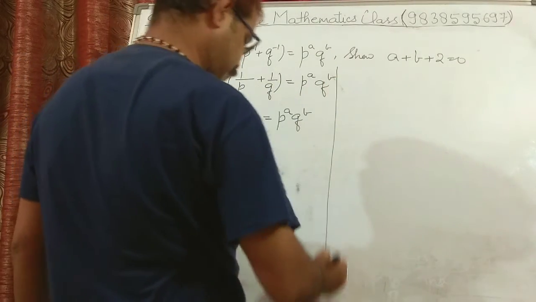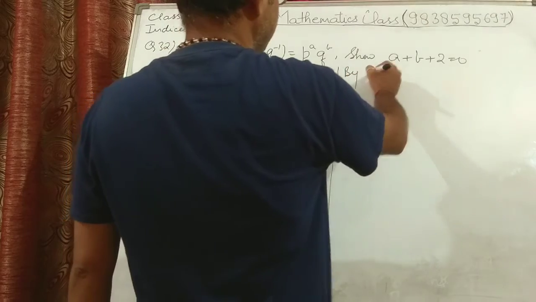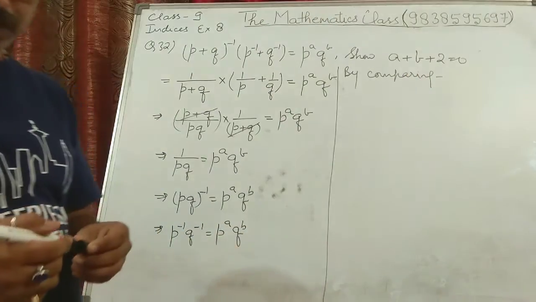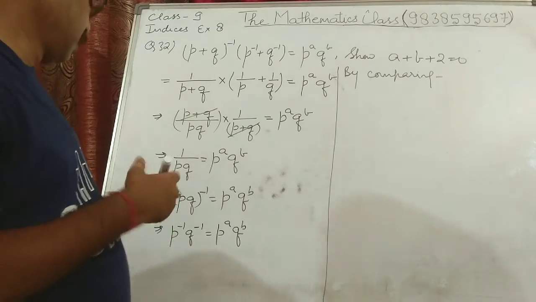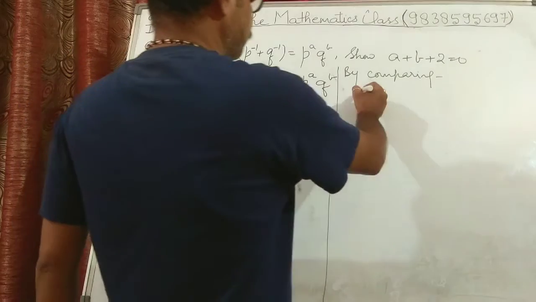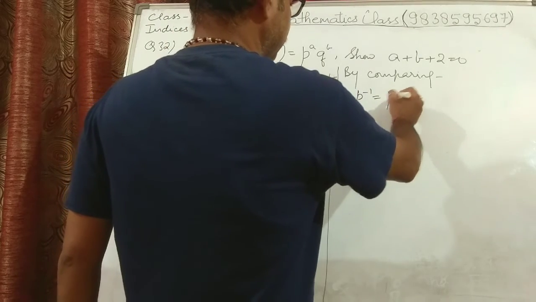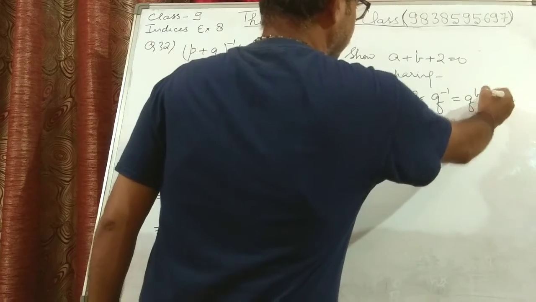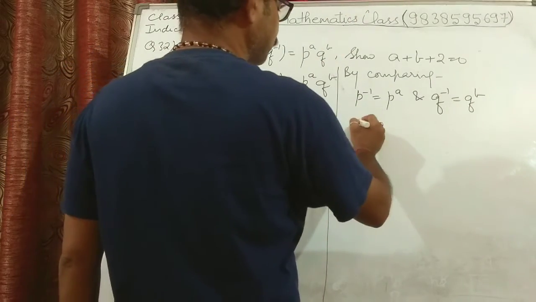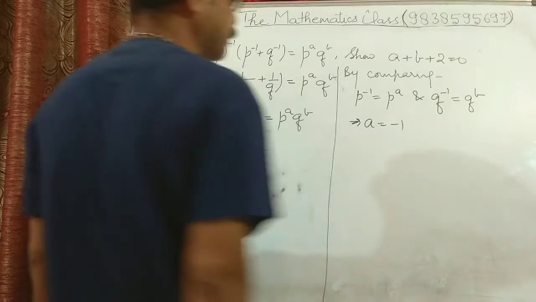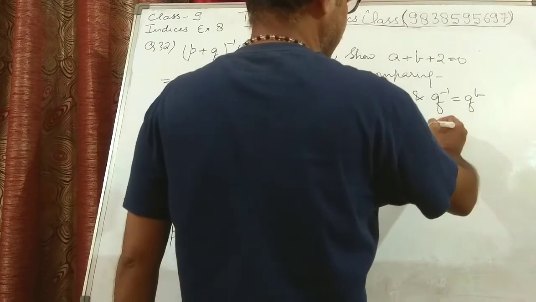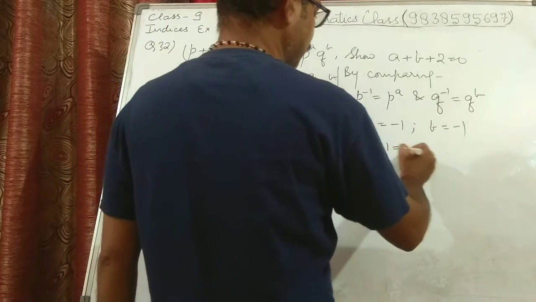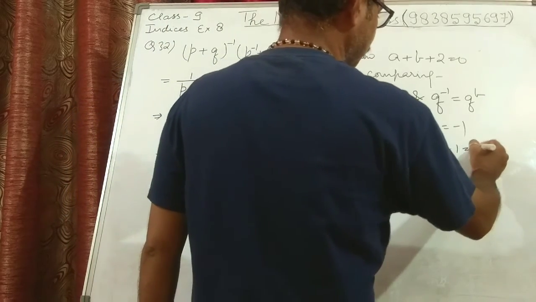When you compare them, you can say that p to the power minus 1 is equal to p to the power a and q to the power minus 1 is equal to q to the power b. It means bases are same, so you can say that a is equal to minus 1 and b is also equal to minus 1. Implies that a plus 1 is equal to 0 and b plus 1 is equal to 0.